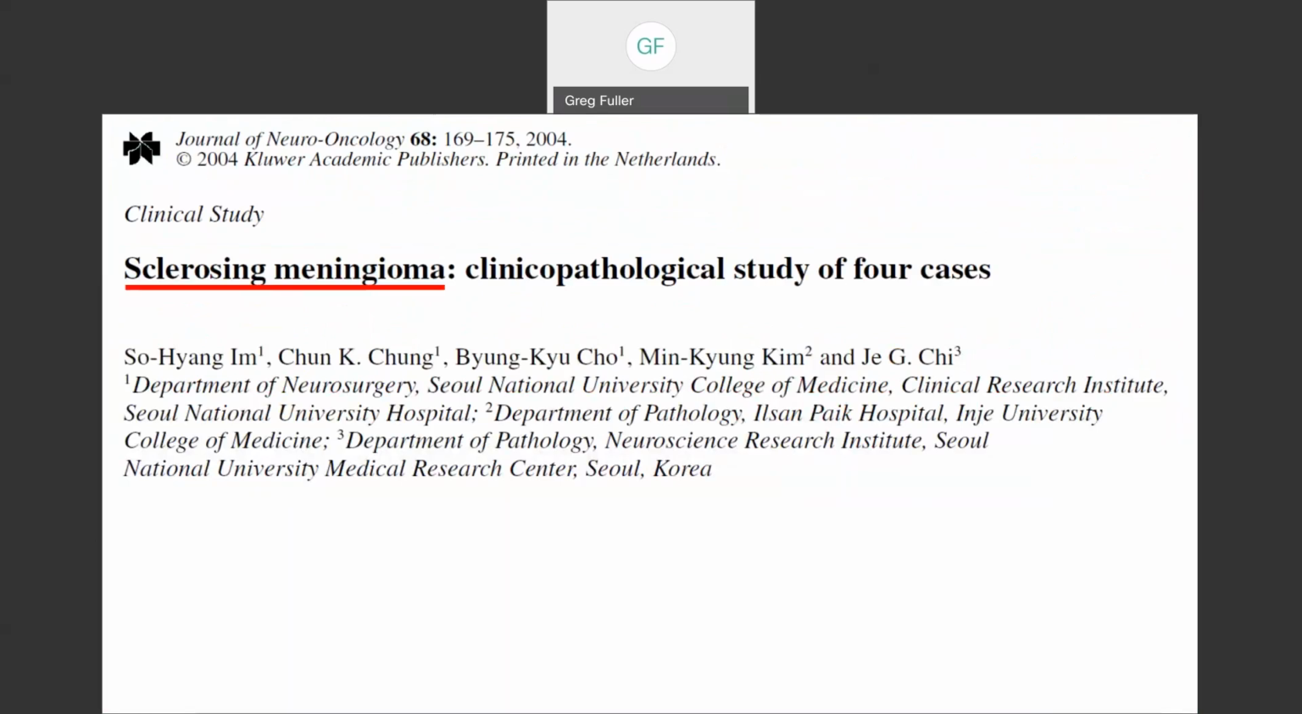Stroma is one of the most variable parts of all tumors. It doesn't matter whether you're talking about carcinomas, sarcomas, metastases, whatever. The stroma is highly variable.